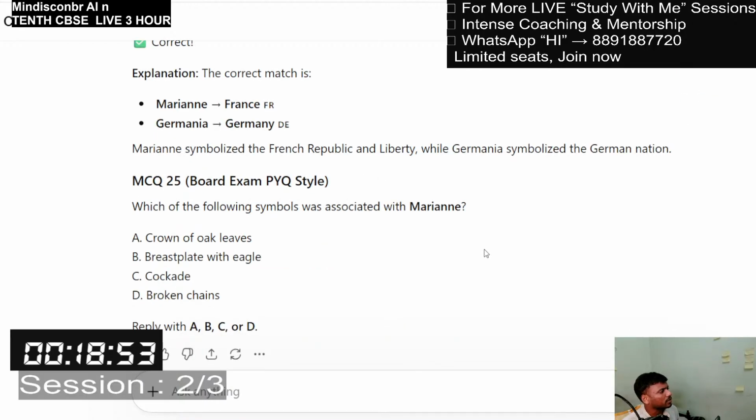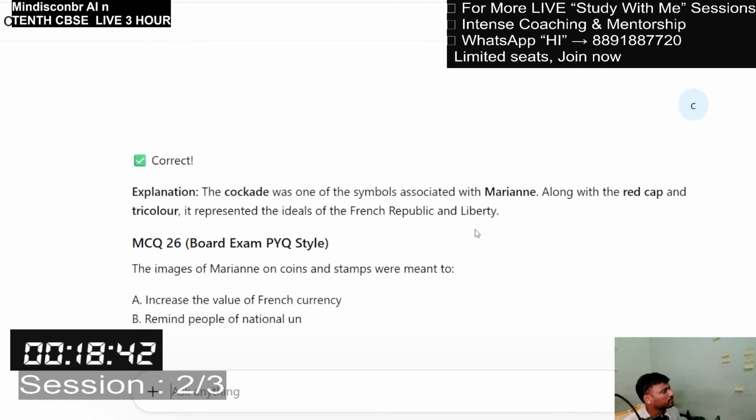Which of the following symbols was associated with Marianne? Cockade. Cockade means a type of ribbon. The cockade was one of the symbols associated with Marianne. Along with the red cap and tricolor, it represented the ideals of the French Republic and liberty.